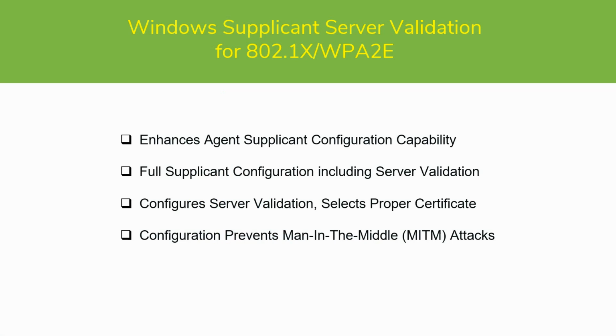Windows Supplicant server validation for 802.1x and WPA2 Enterprise. This feature enhances the agent supplicant configuration capability. In addition to full supplicant configuration, this now includes the server validation option. This feature configures server validation and selects the proper certificate. Having this configuration enabled prevents man-in-the-middle attacks from rogue radius servers on the network.